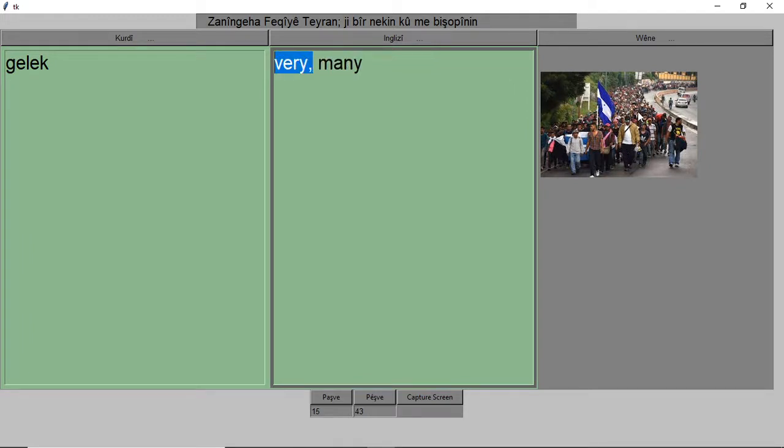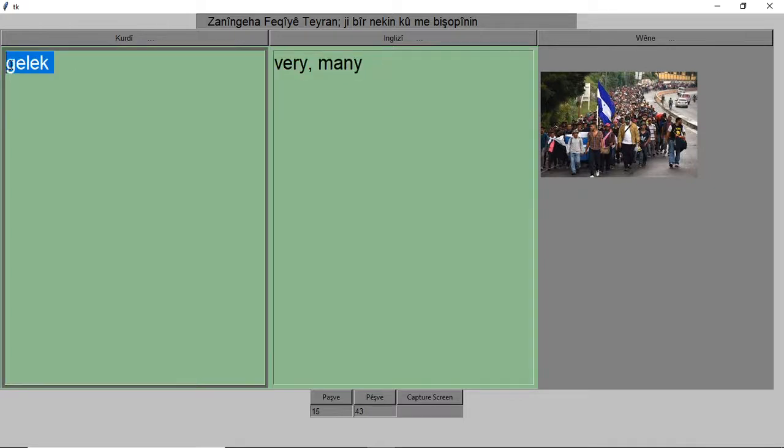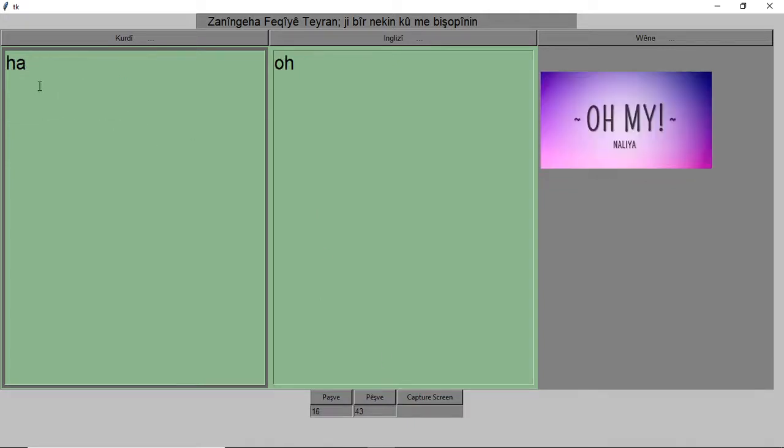Look, there are too many people. Where are they walking? Galak, many. Like what I said, let me translate. Too many people. Galak kes demeşe. There are too many people walking. We must be afraid. Dvm betersin. We should be afraid, or we have to be afraid, because too many people are walking. Dvm betersin. Then continue.